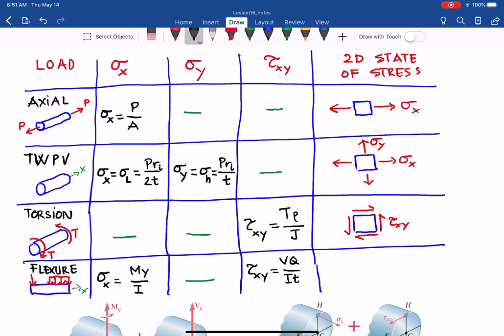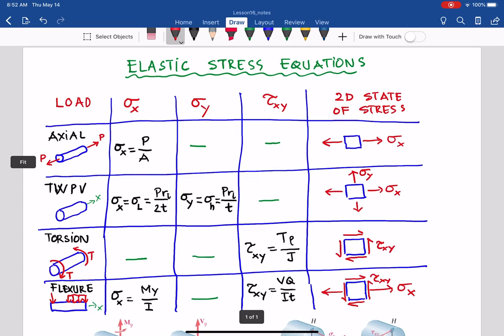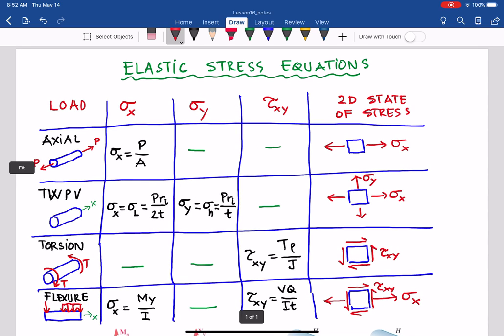And what does the 2D state of stress look like? So we have sigma x and tau xy, the shear stress, and no sigma y, as you can see there. So that is the elastic stress equation for the different kinds of load that we learned.